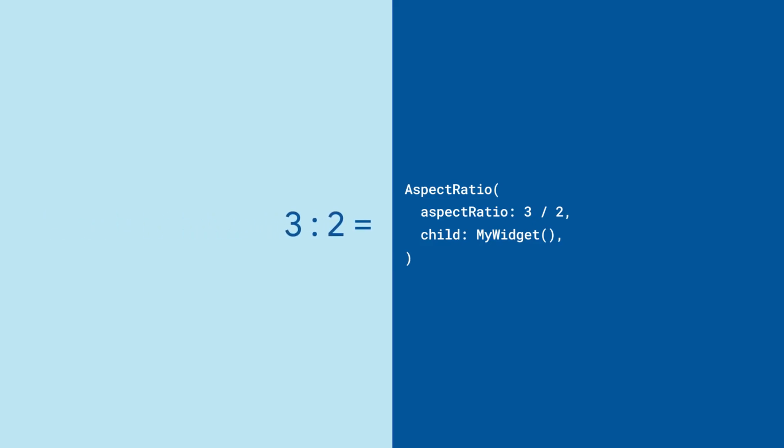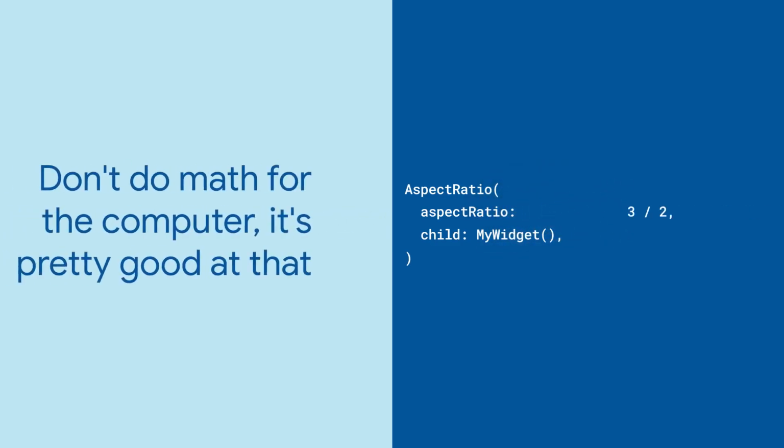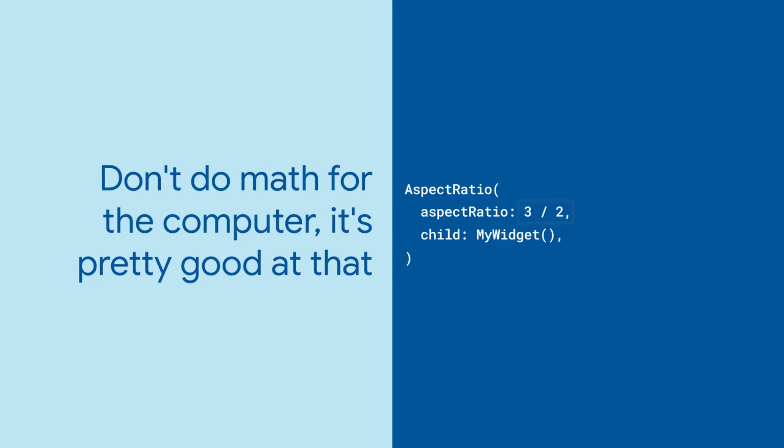But let's not kid ourselves. It's really just a double. 3/2 is just 3 divided by 2, which is 1.5. The same thing. But don't worry, Dart is smart enough to do the computation for you during compilation. So it's okay, and more readable, to provide the aspect ratio as a fraction.